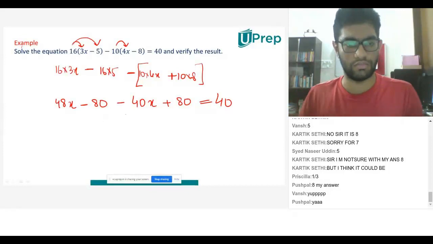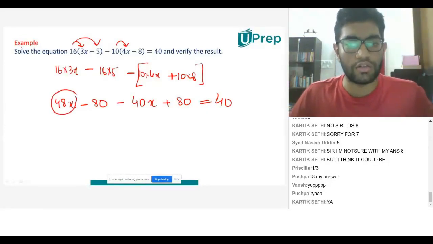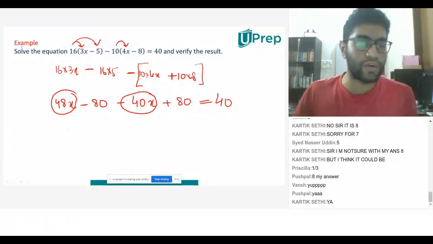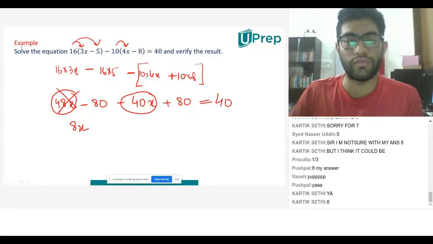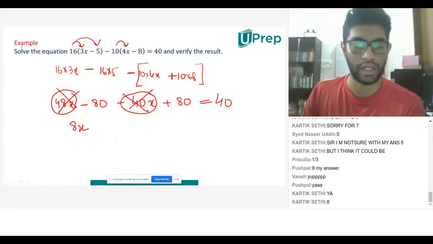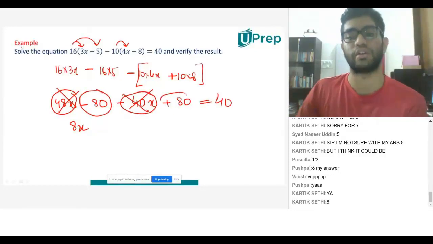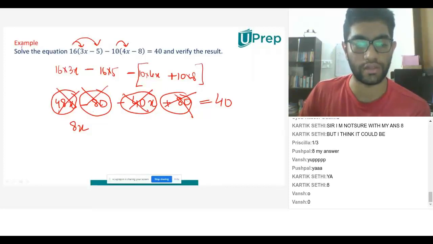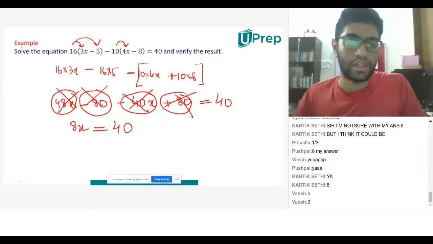That's the question. Now, what are the terms that are similar? This and this. So what is 48x minus 40x? It is 8x. This is taken care of. This is taken care of. Correct? Minus 80 plus 80. Taken care of. It is 0, right? Is equal to 40. Is it clear, guys?